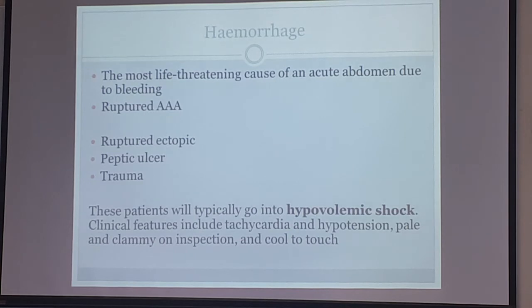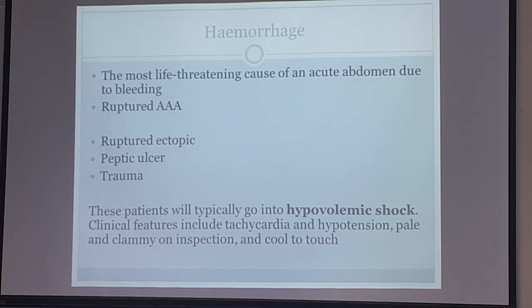The most common cause, what's the most common cause of an acute abdomen? What do you see all the time coming through A&E? UTI. So if you think about the acute abdomen being a surgical abdomen in this respect.